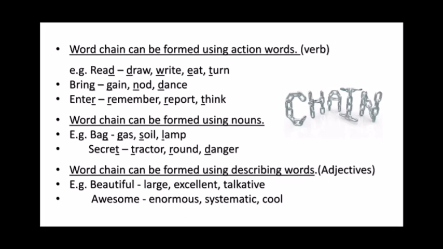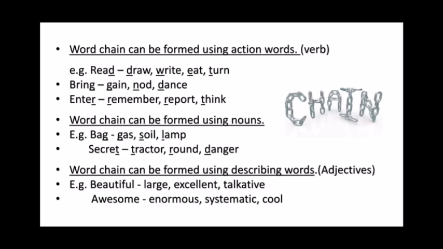Next is the word chain can be formed using action words, that is verb. For example, read. So here also we have the same rule, that is the last letter is used as the beginning of the rest of the words. Like we have read, so D we have draw, to draw. These are all action words. So we have draw, then we have write, eat, turn. Only thing is the action words are used.